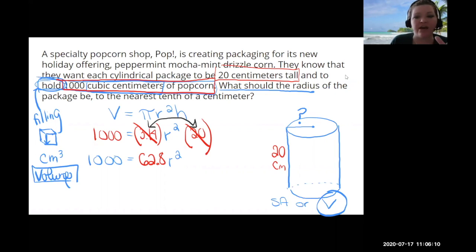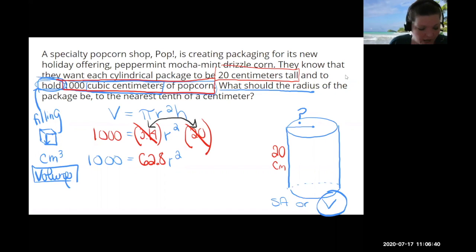Your algebra skills have got to kick in now, guys. Any thoughts? How could I isolate R? How could I get it alone? Divide. Bingo, Alicia. Yes, girl. That 62.8 is just a multiplier. You want to get it out of here, divide it away.